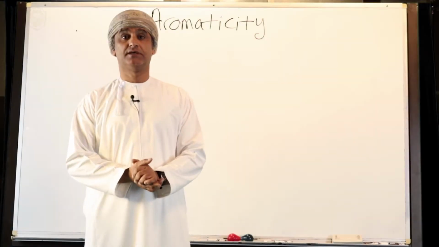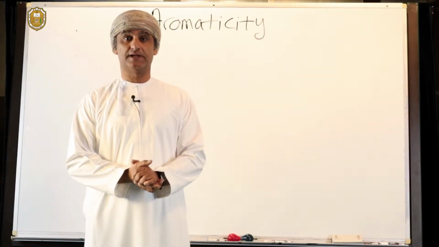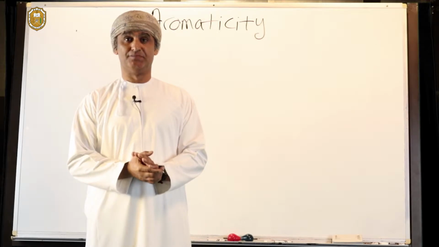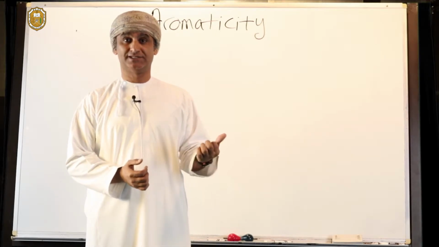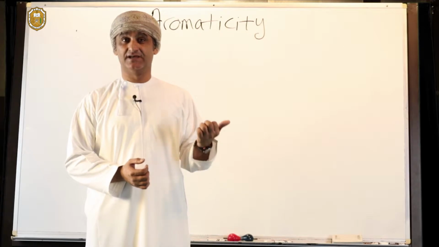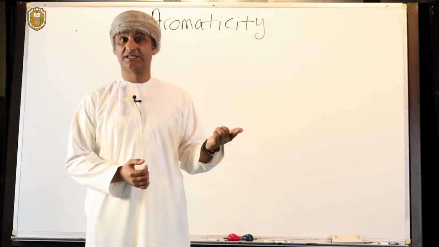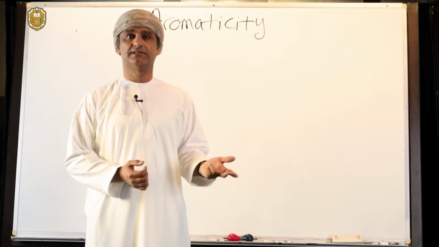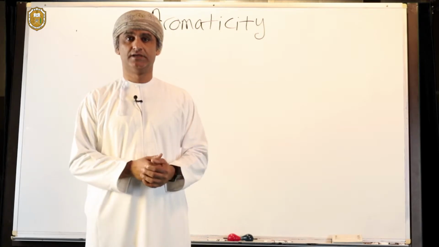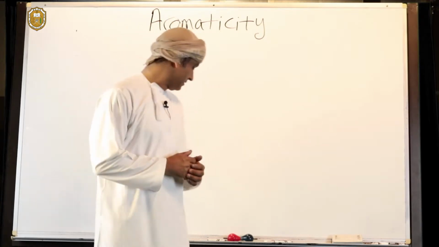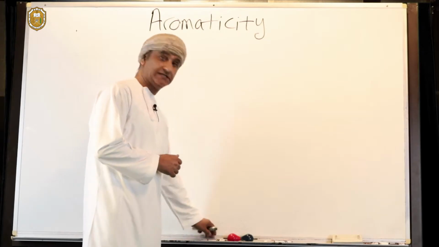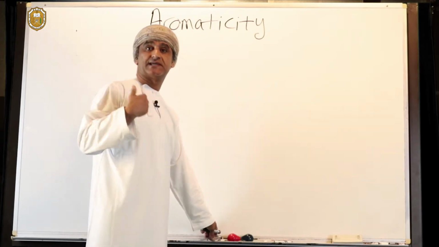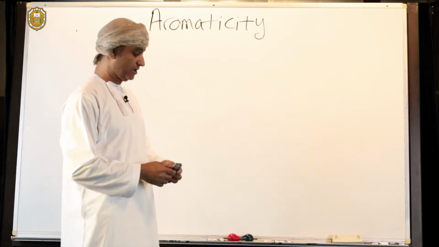If you recall the aromaticity criteria, there are four of them. The molecule to be aromatic has to be cyclic, it has to be conjugated, it has to be planar or flat, and of course it should obey the Huckel rule, which is 4N plus 2. Let's write these criteria again, and then we take examples and see how we can apply them.